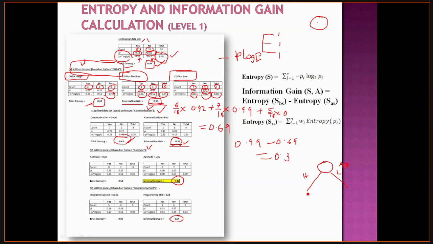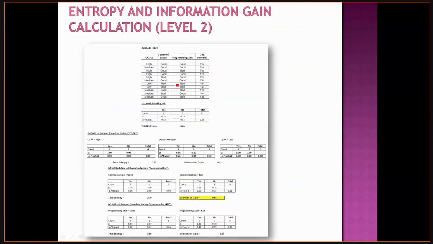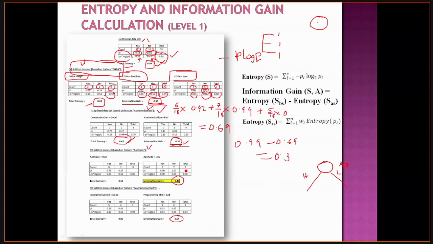And then for each of the branches, we have to do a similar kind of thing. So here what you can see is for the low, aptitude is all low, job offered is always no. So you don't have to make any split here. You can simply take this job offered is equal to no. You don't need any further split.